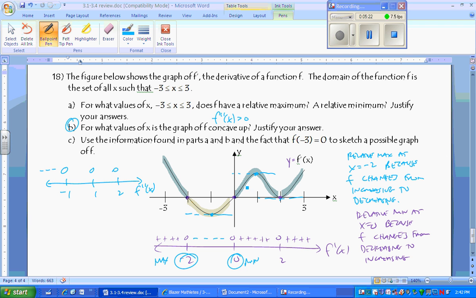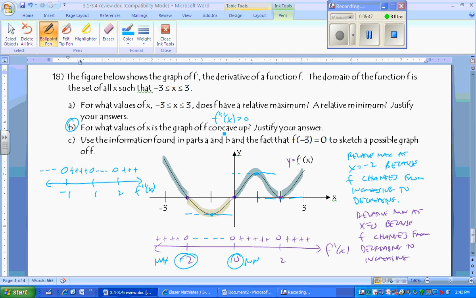Then from -1 to 1, this part of the graph is increasing. Slope would be positive for every value in there. From 1 to 2, the graph is decreasing. The derivative would be negative. The slope of the tangent line is negative. And then from 2 to 3, back to positive. It's increasing. So now we have a number line for our second derivative.